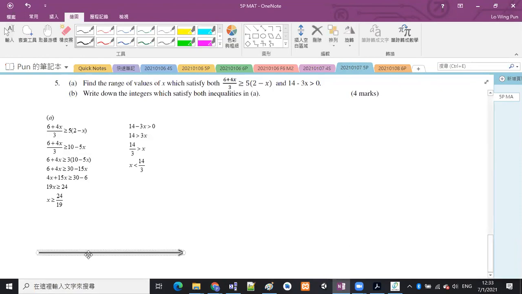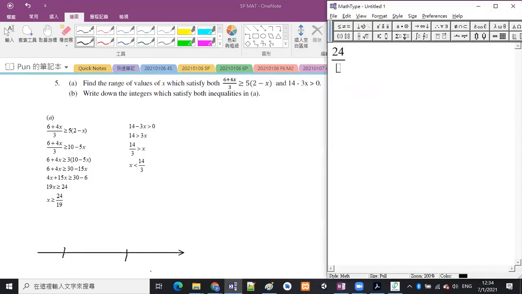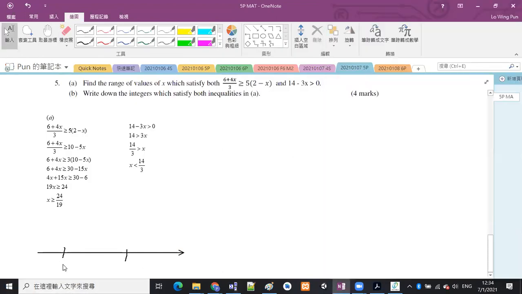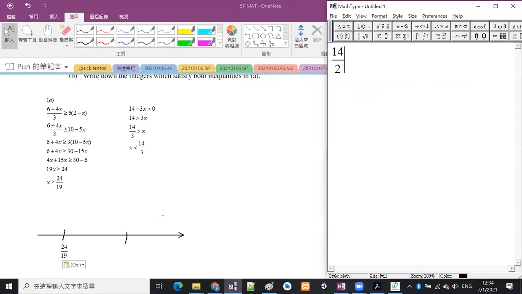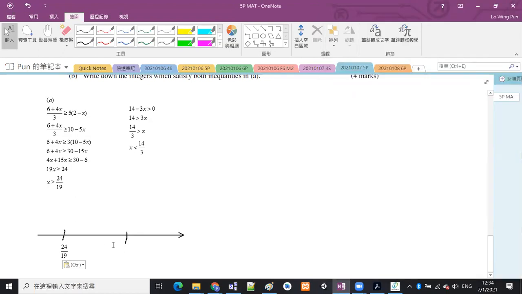Number line. And then we have two numbers. Which one is smaller? Let's see, 24 over 19 should be 1 point something, and 14 over 3 should be 4 point something. So 24 over 19 should be smaller. I'm going to put 24 over 19 here, and 14 over 3 should be put here. Right?